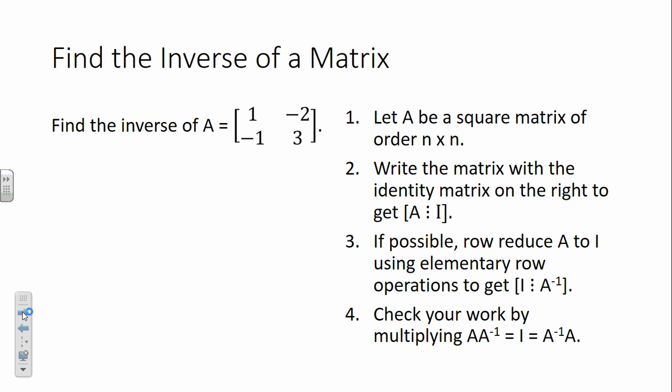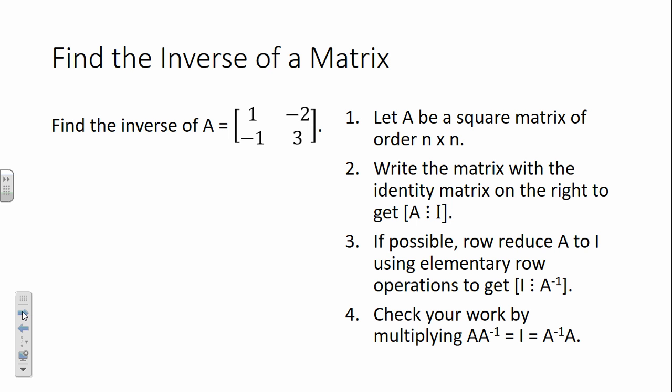Okay, they gave us two matrices and said, show that these are inverses. So we want to actually be able to come up with the inverse itself, such that when we take it times the original matrix, we get the identity back. So our process is, if we have a square matrix of order n by n, we write the matrix with the identity matrix on the right. In other words, we're augmenting this matrix. We put the matrix here, we put our little dashes, and then we put our identity to the side of it. Okay? If possible, we're going to row reduce A to I using elementary row operations.